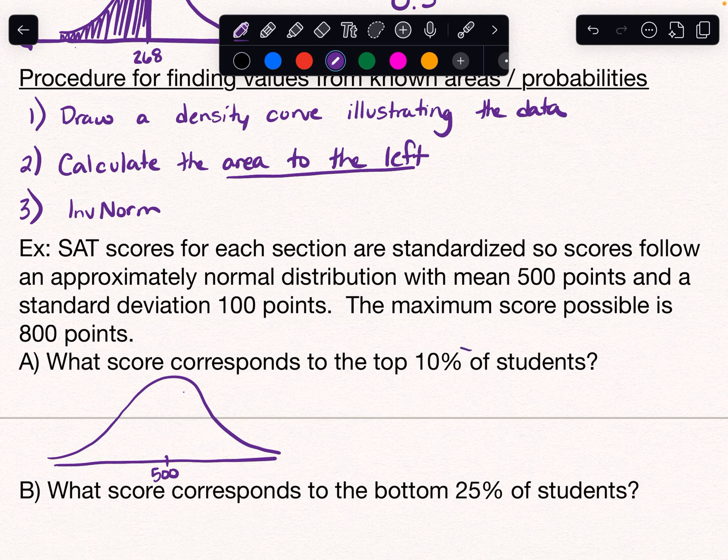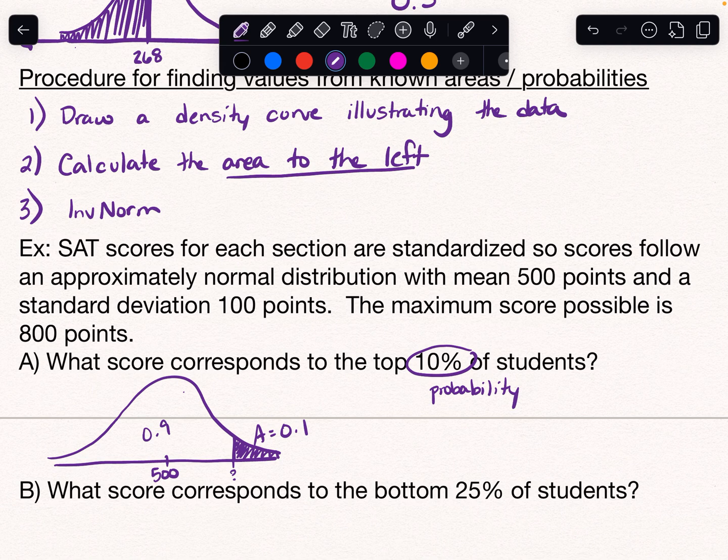This 10% is talking about the probability of students. So I'm at the top 10%. On my normal distribution curve, the top is maybe here, and I want the area of this region to be 0.1. I need to figure out what data value corresponds to that area. But I need the area to the left of this line, because I need this data value right there. The density curve's total area is always 1, and 1 minus 0.1 is 0.9. So that's the area I'm going to use in my graphing calculator.